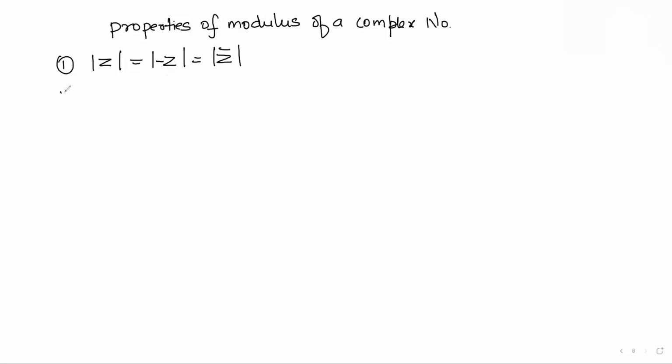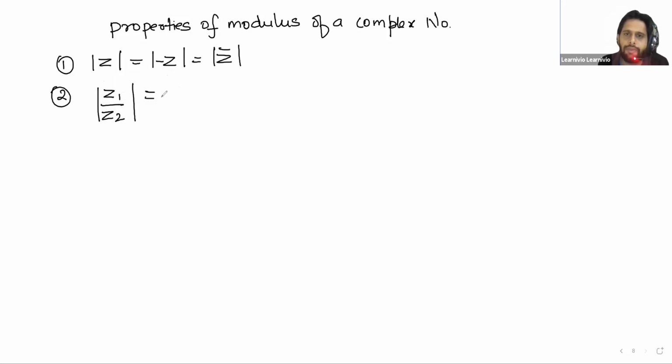Yes, sir. Now the second property is same like that of conjugate: if two complex numbers are in division and we are finding the modulus of this, then this will be equal to modulus of Z1 by modulus of Z2.